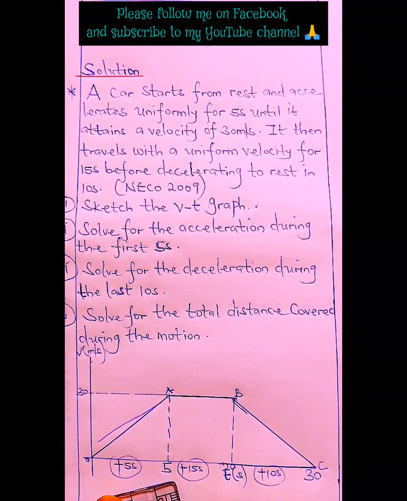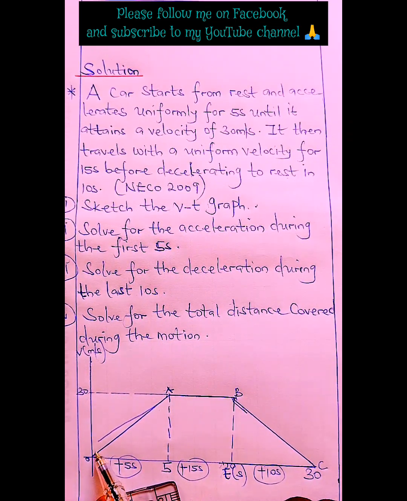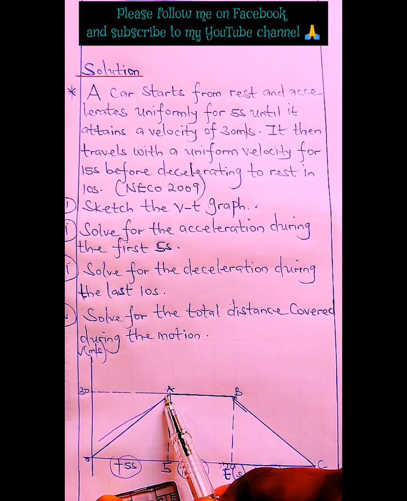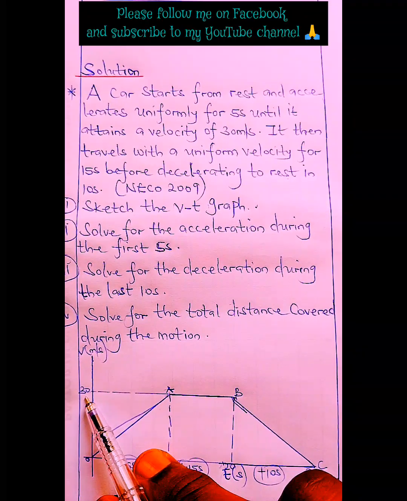So this is how to draw the velocity time graph, as simple as that. The body started from rest, accelerated uniformly for some time until it got to 30 meters per second, max speed.